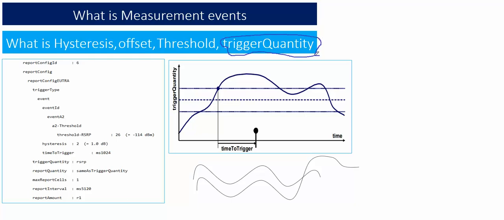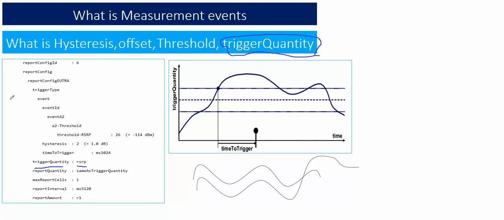Trigger quantity is set at the eNodeB side, which quantity the eNodeB uses to trigger the event. Suppose in 4G, the available trigger quantities are RSRP and also RSRQ. Here we can see this message I took from the RRC reconfiguration message. This is a small part.